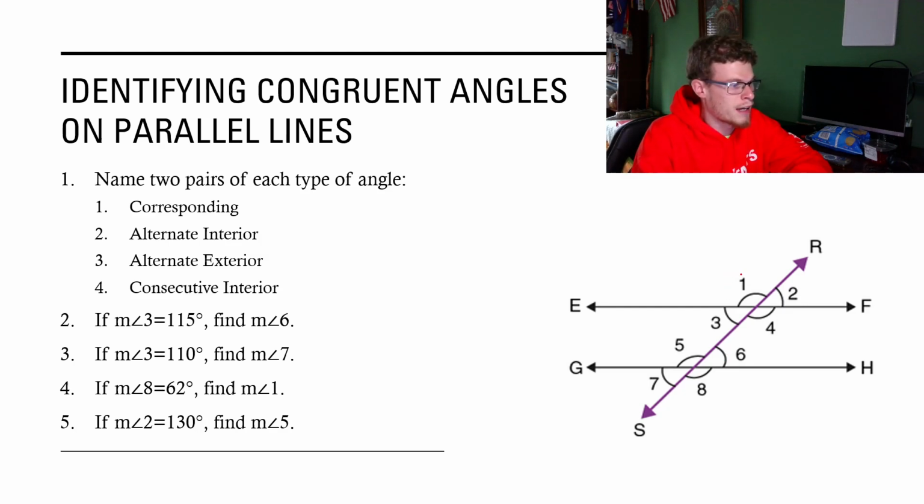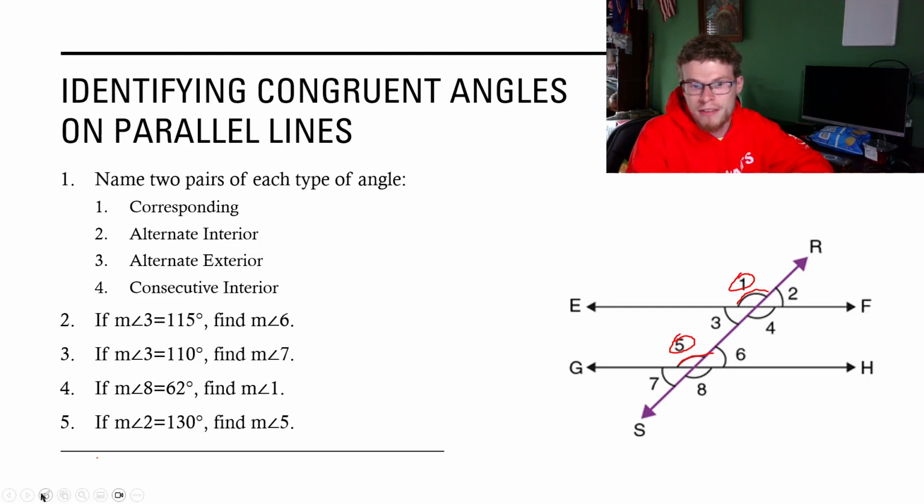So, corresponding angles, let's take a look at an example. For example, number 1 is a corresponding angle to number 5. They are on the same side of the transversal and on the same corner of each parallel line. That's why they're corresponding. They're in a related situation along the same transversal. That makes it a corresponding angle.